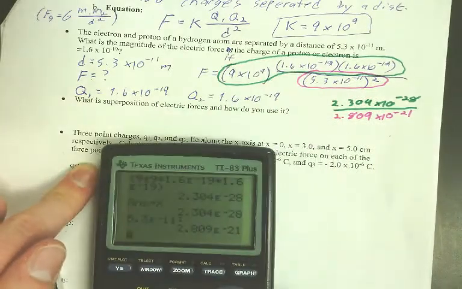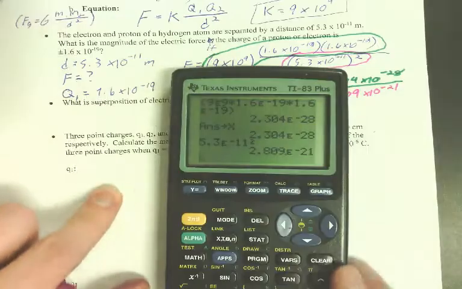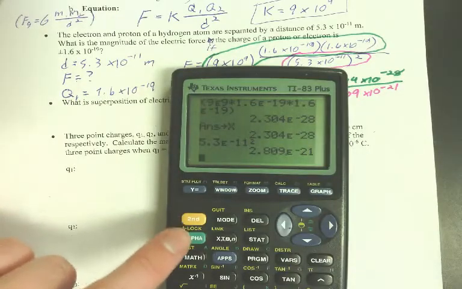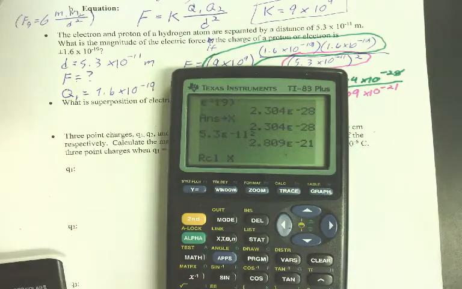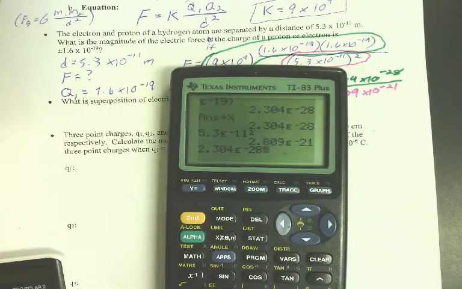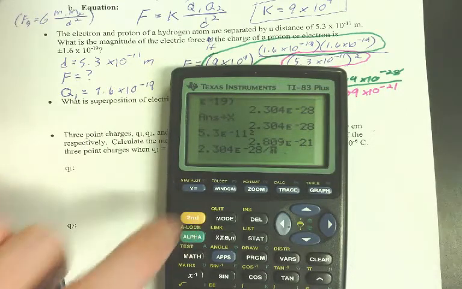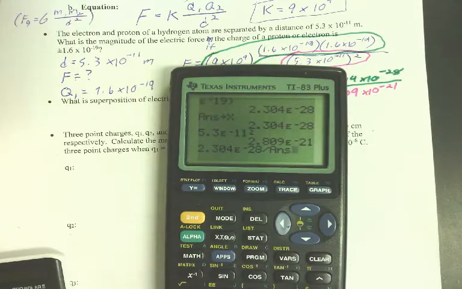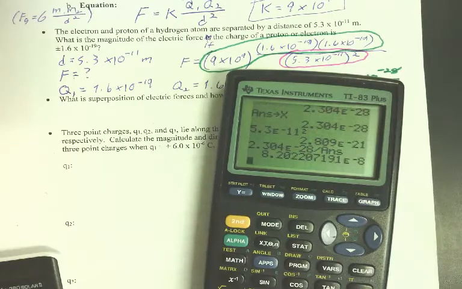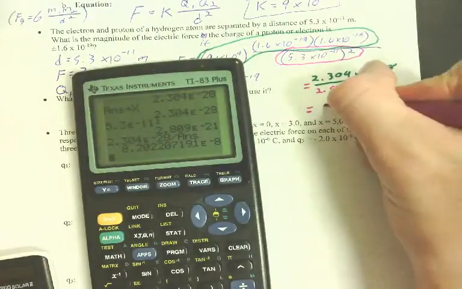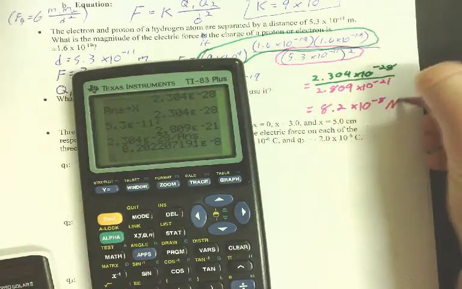And now I'm going to divide them both out to get an answer. I'm going to divide my first number, and I stored it in my calculator so I don't have to type it all out. If you want to see how to do that on your calculator, I can show you. And I'm going to divide it by the answer I just got, and I'm going to use the answer button on my calculator, which again, if you'd like to see how to do that on yours, I can show you. And there's the final answer. 8.2 times 10 to the negative 8th newtons.